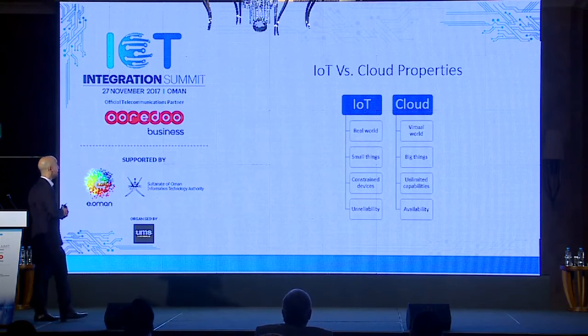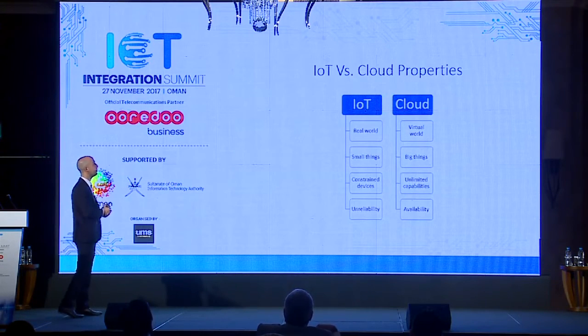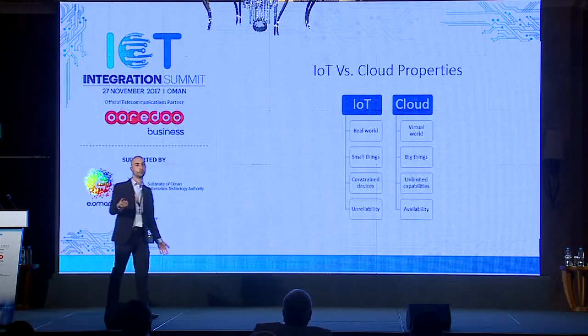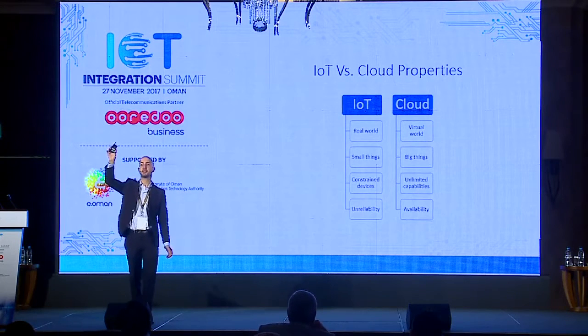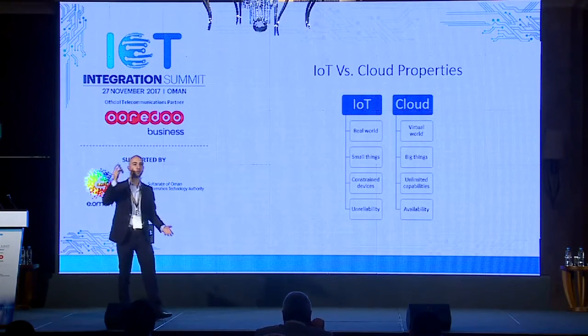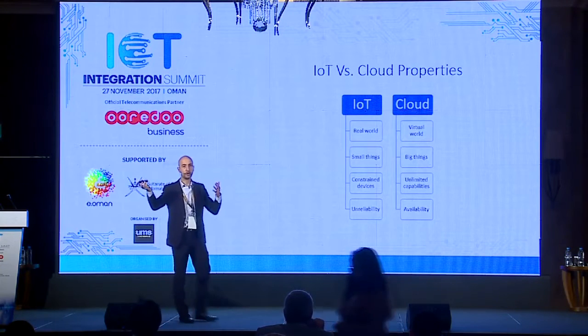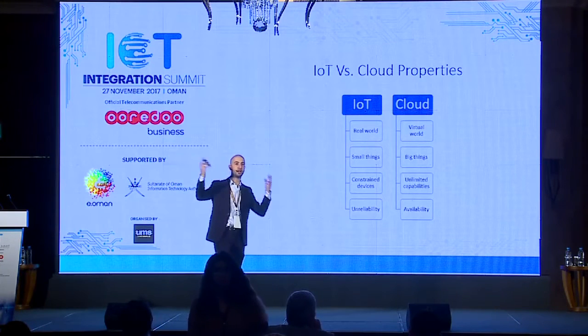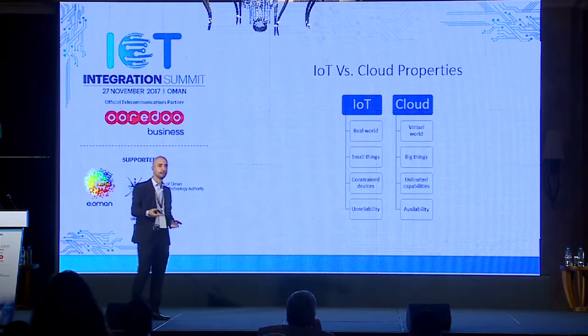So if we want to talk about IoT versus cloud properties, IoT is the real world. Why real world? Because we are seeing tangible products and services. While cloud, again, our data is somewhere over the cloud on a certain service or whatever. With IoT, we are talking about small things, small devices connected to the internet. With cloud, we are talking about big servers, scalable servers, etc. With IoT, we are talking about constrained devices with limited functionalities and features, while with big data and cloud we have unlimited capabilities. IoT is unreliable.